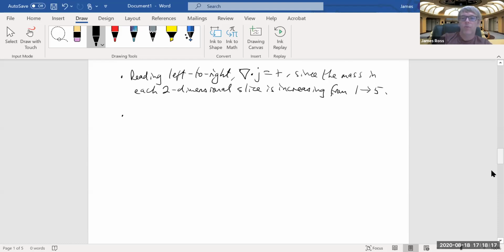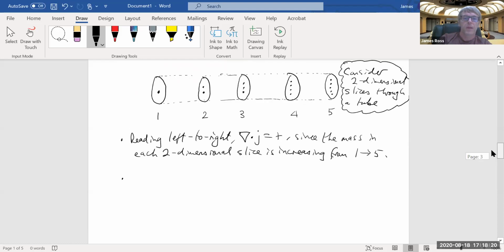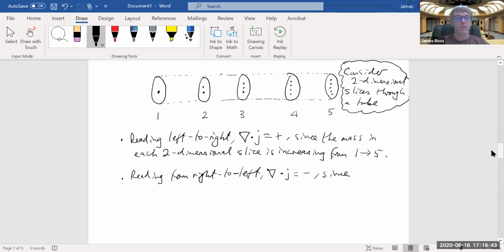Okay, so hopefully that's straightforward. Let's look at reading the other way, reading from right to left. You can probably guess that the divergence is negative, since the mass in each two-dimensional slice is decreasing.